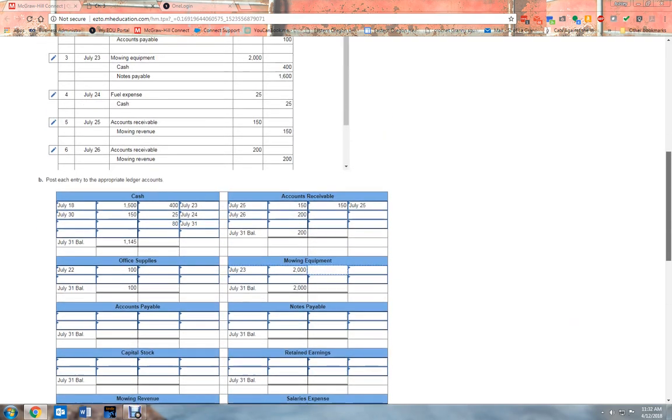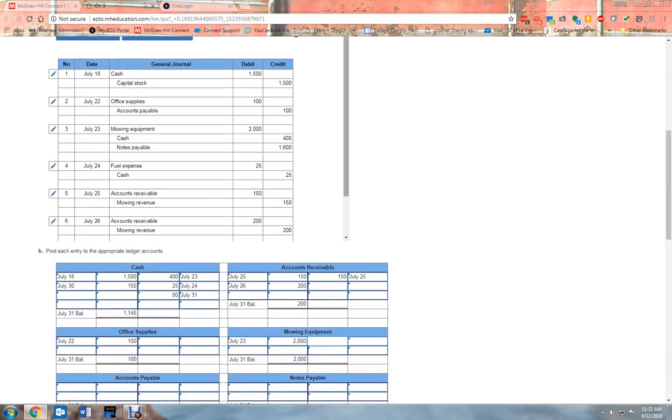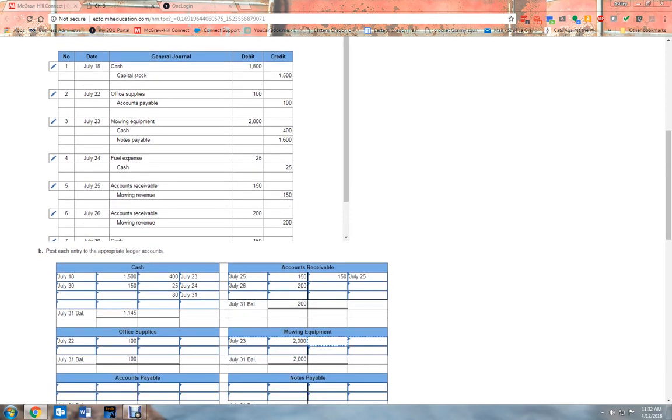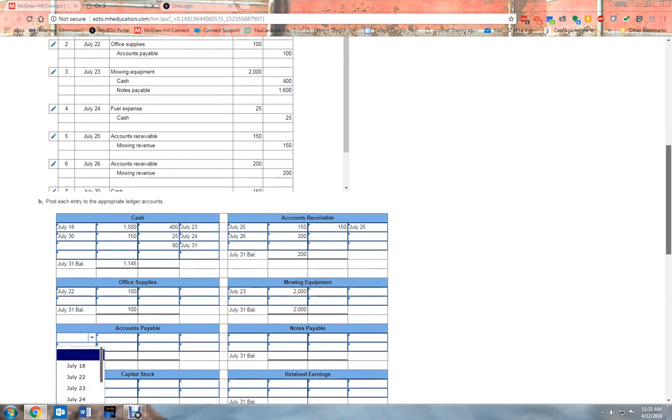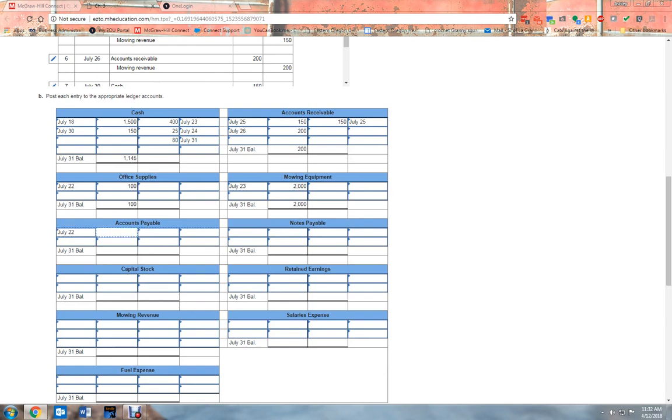Accounts payable is my next account to go to. So I'm going to look through. I had an accounts payable entry on July 22nd. And it was for, oops, I actually put that on the wrong side. Sorry about that. So there will be no entry there. Hopefully that didn't confuse you. July 22nd, I actually had that $100 credit entry in accounts payable. So I have a $100 credit balance.